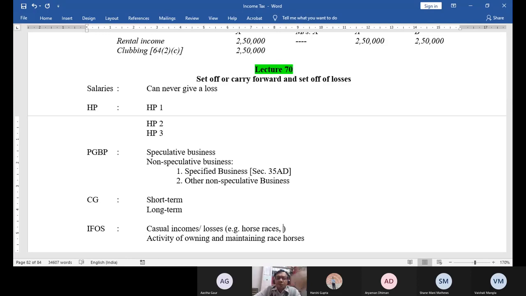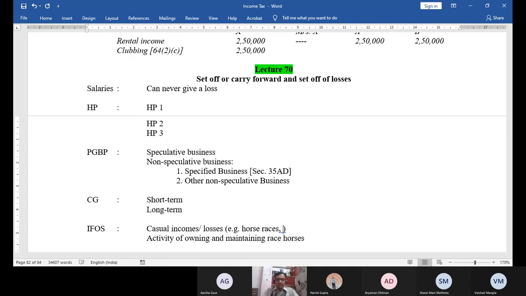So many rich people basically do this work, the activity of owning and maintaining race horses. Or people who are good horse riders basically do this type of work. So don't confuse the two words "horse races" with the activity of owning and maintaining race horses. These two are totally different. If simply "horse race" is written, it is my casual income. But if the activity of owning and maintaining race horses is written, it is not casual income. It is normal income from other sources.